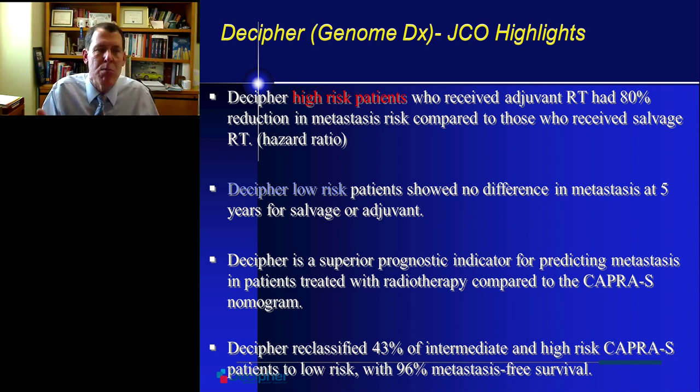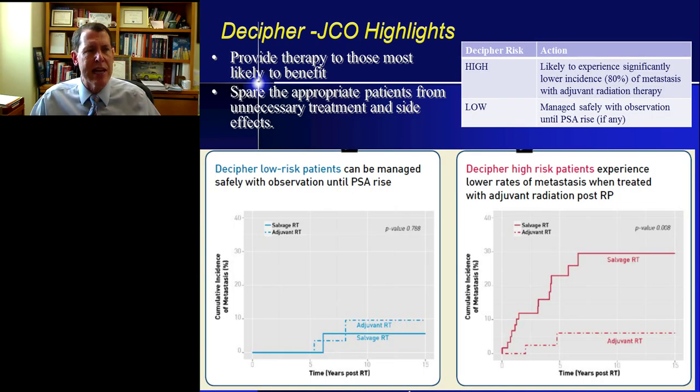So the key teaching point was that by clinicians using the Decipher test, it helped them make decisions between whether they should pull the trigger for early radiation or simply wait for the PSA to rise and only pull the trigger for radiation with PSA rise. And so this slide just shows that Decipher might help provide therapy to those patients who are likely to benefit, but to spare other patients unnecessary treatment.